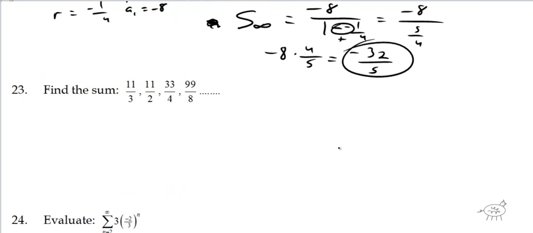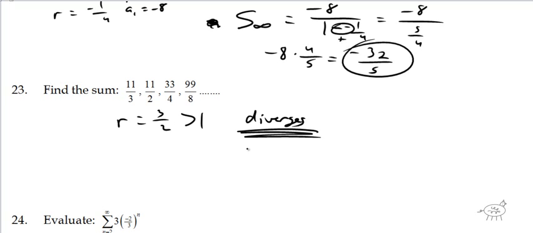Okay, 23. Again, if I check r comes out to be 11 over 2 divided by 11 over 3. R comes out to be 3/2. So before you start plugging anything into the formula, you should recognize that this is greater than 1, and so it diverges. That's the only time you're going to tell me it diverges, math fans. If r is greater than or equal to 1, or less than or equal to -1.